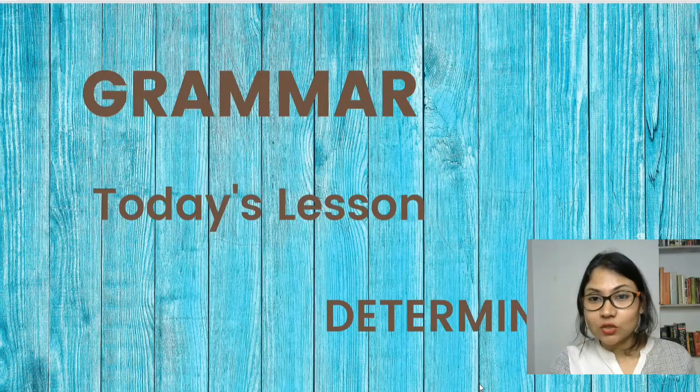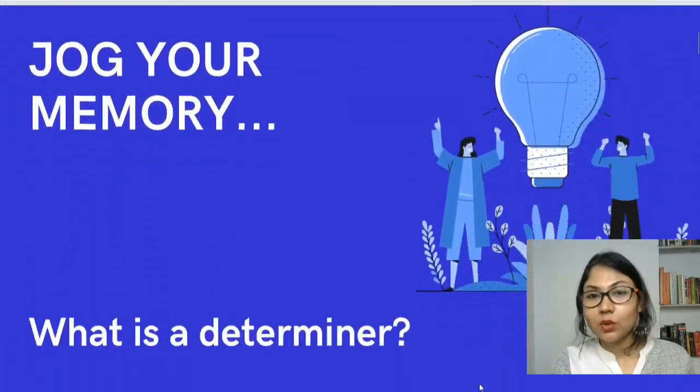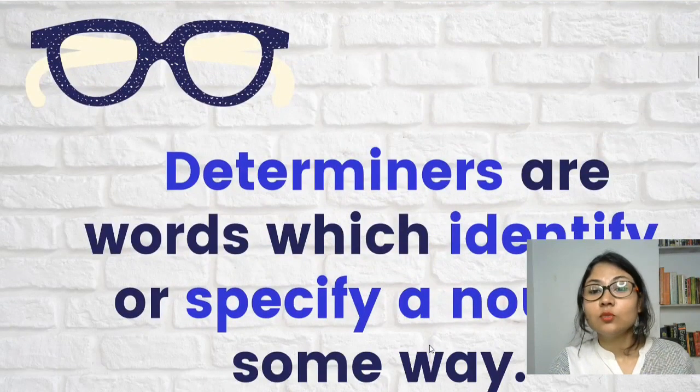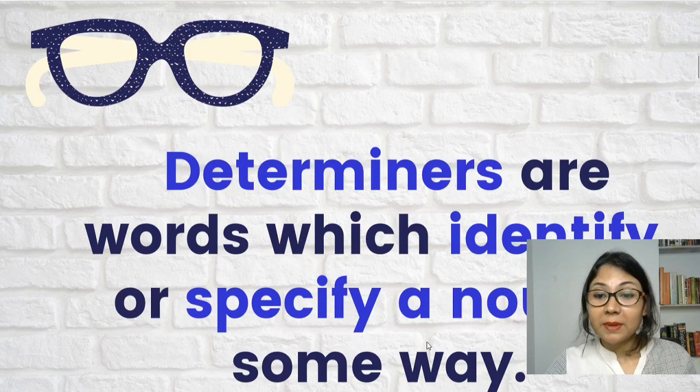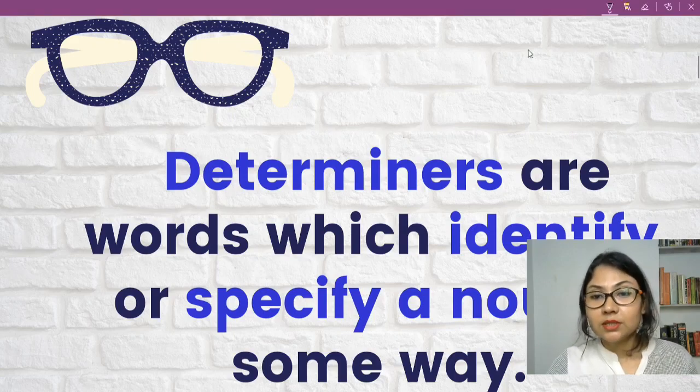And today's lesson is on determiners. Okay, so what is a determiner? Jog your memories, all of you. You have done it previously. Let's move on and see. Determiners are words which identify or specify a noun in some way, isn't it? Let's see what they are. Determiners are words which identify or specify a noun in some way.